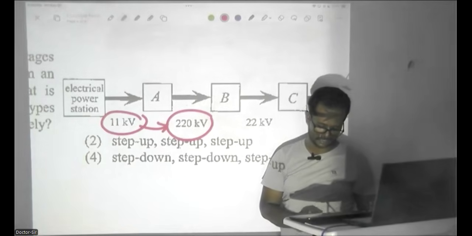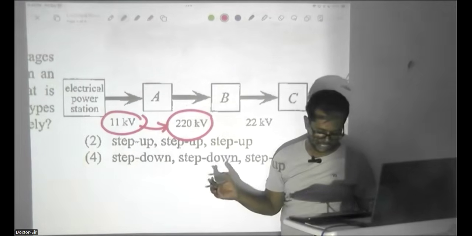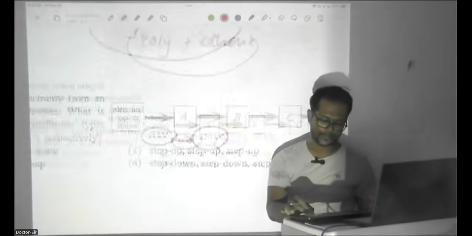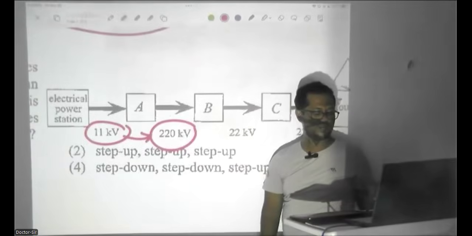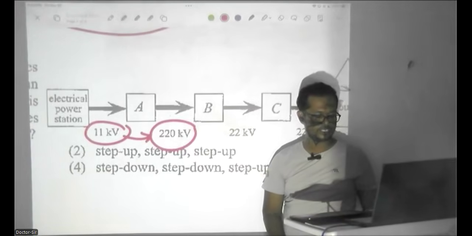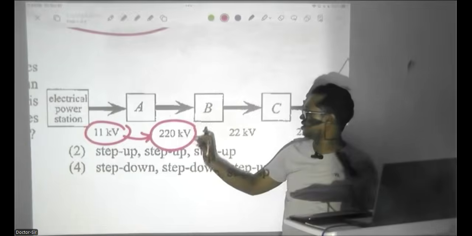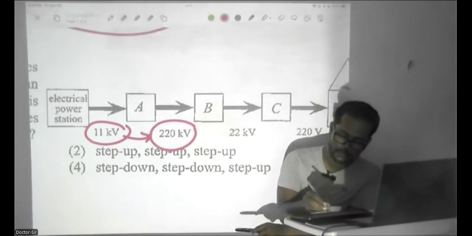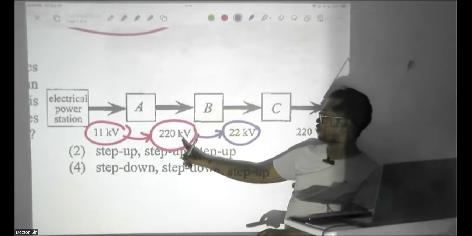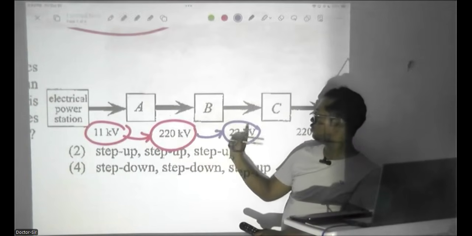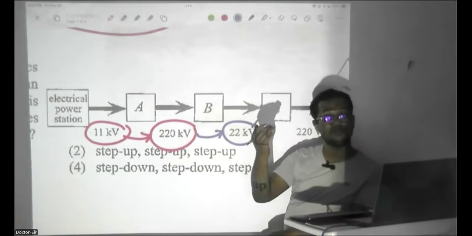Step up. Yes, correct. Why? We gave a small amount as input and stepped it up. Then again there is another transformer, B, which converts 220 to 22 kilowatt. 220 to 22, so it is step down.